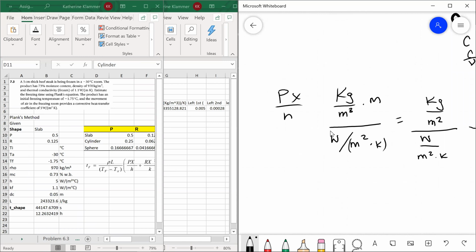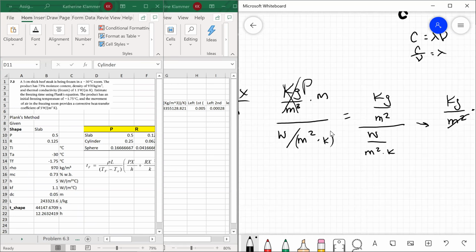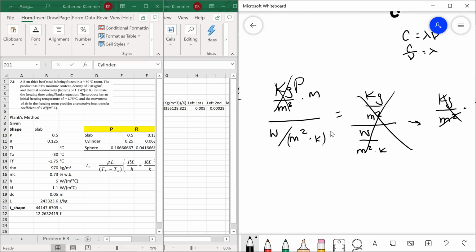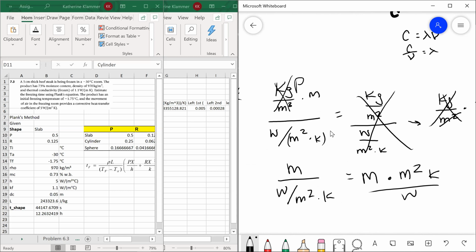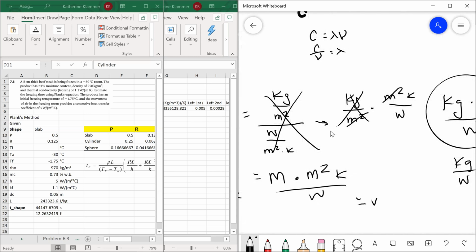I know what I did wrong. It's because this shouldn't be that. I put density in there, and that is just P, and it's a unitless value. So I'm sorry if I'm being more confusing than helpful, should just be meters divided by watts, meters squared times Kelvin, which is going to be meters times meters squared times Kelvin divided by watts, and that's going to be meters cubed times Kelvin divided by watts.